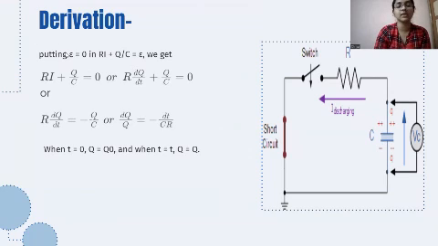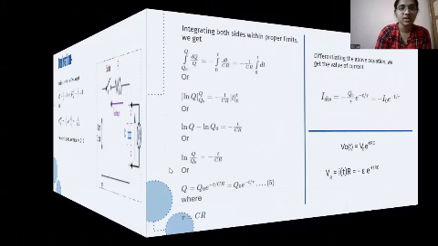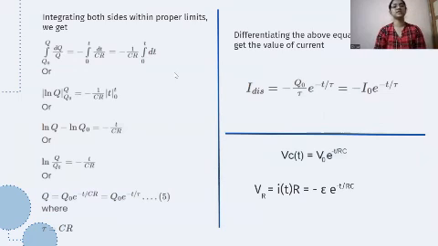On putting EMF equal to 0 in the before equation, we get Ri plus Q by C equal to 0, and replacing I with dq by dt, we get dq by q equal to minus dt by CR. And on integrating on both sides, we get Q equal to Q naught into e power minus t by tau, where Q naught is the initial charge on the capacitor and tau is equal to CR.